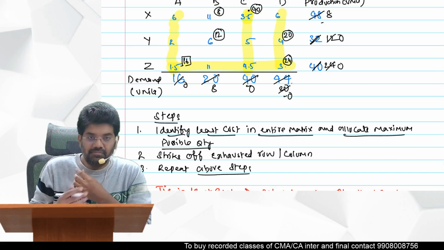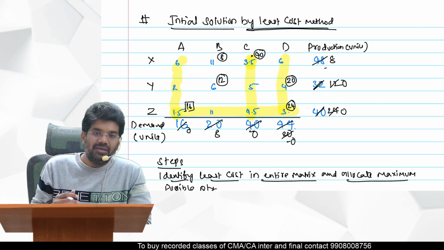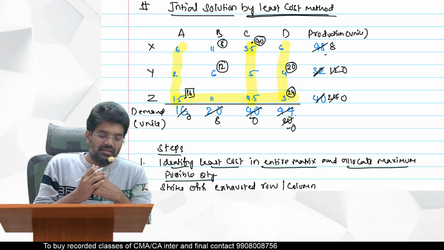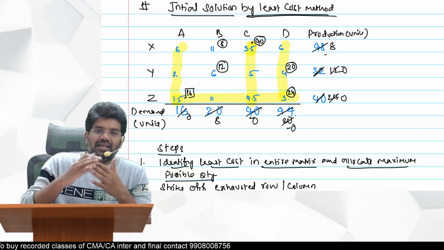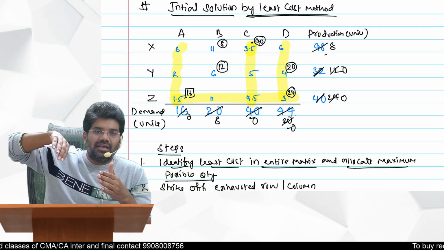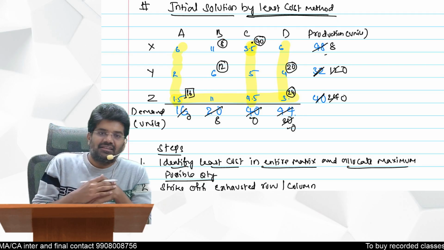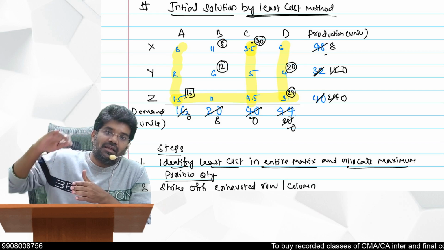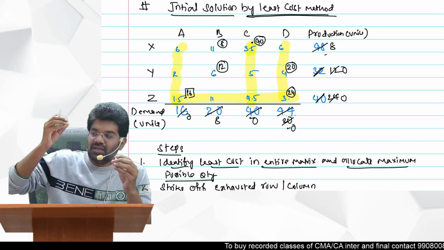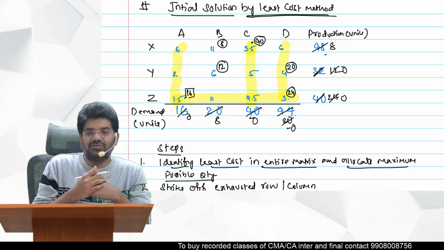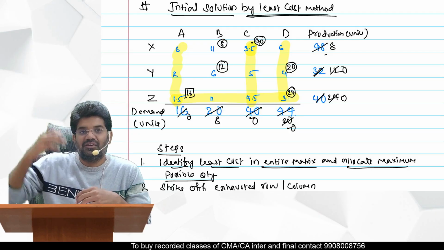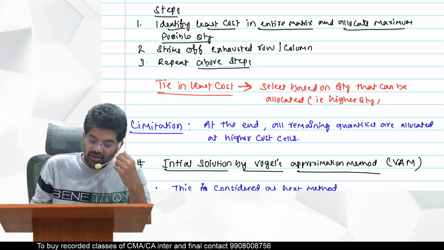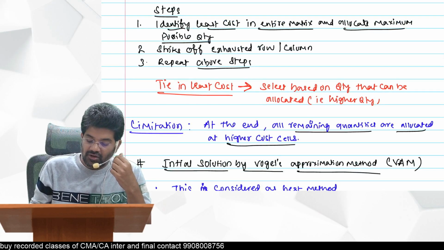Repeat the above steps. So what is the problem in this method? Cost is considered, no doubt, but initially we are allocating at the least cost. Later, whatever quantity is left unallocated, we have to allocate at a higher cost, because we allocated maximum quantities at minimum cost first. So the balance quantities are allocated at higher cost. That is the limitation of this method. At the end, all remaining quantities are allocated at higher cost cells.